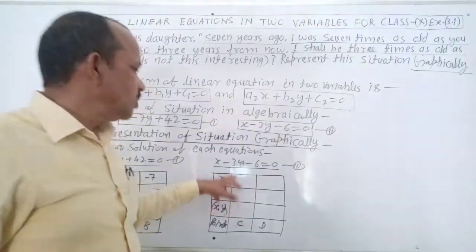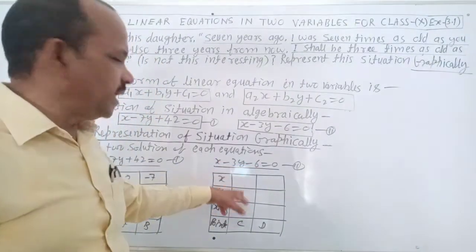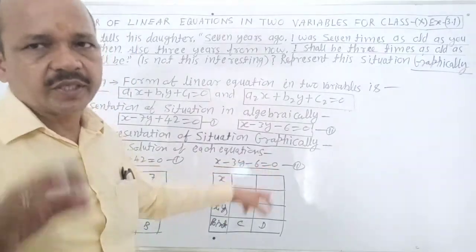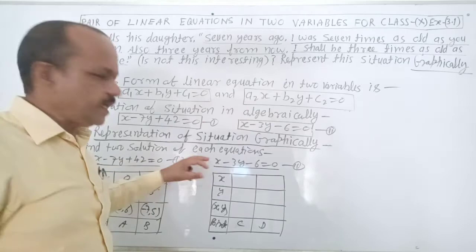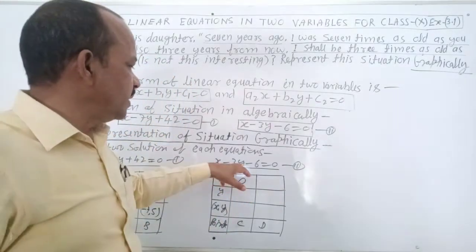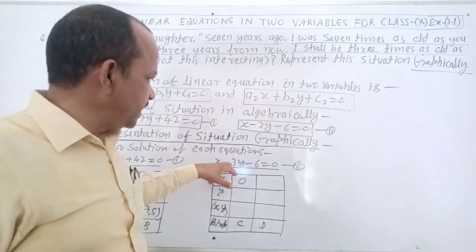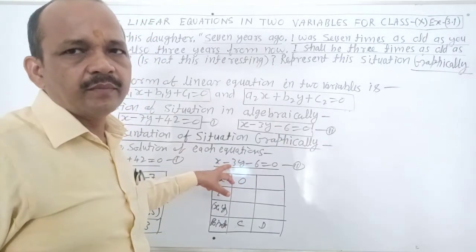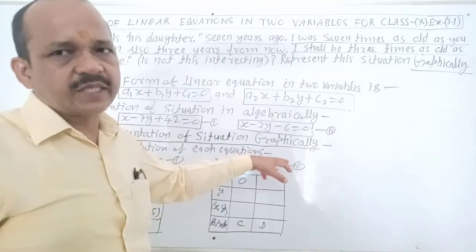Now you find the value of x and y for this equation. Clear? Here you put the value of x is 0. It becomes 0. Here you put the value of y is minus 2. Minus 2 multiplied by minus 3 becomes plus 6. Plus 6 and minus 6 becomes 0. It means it is satisfied.